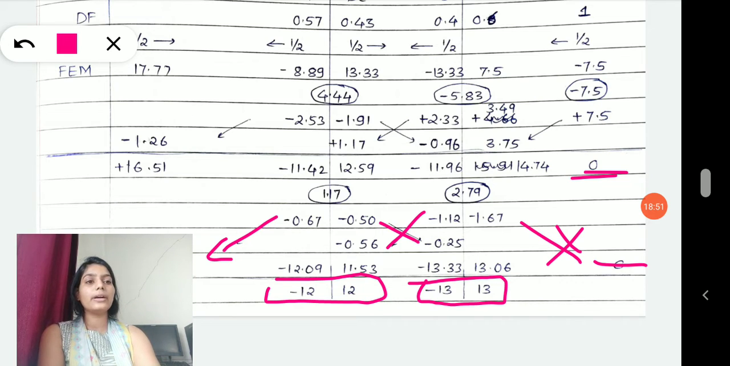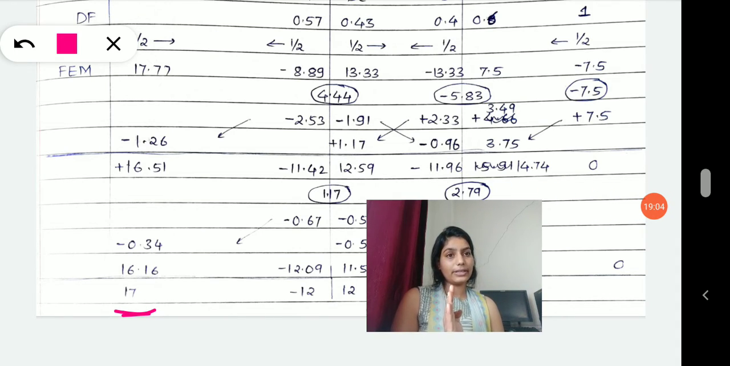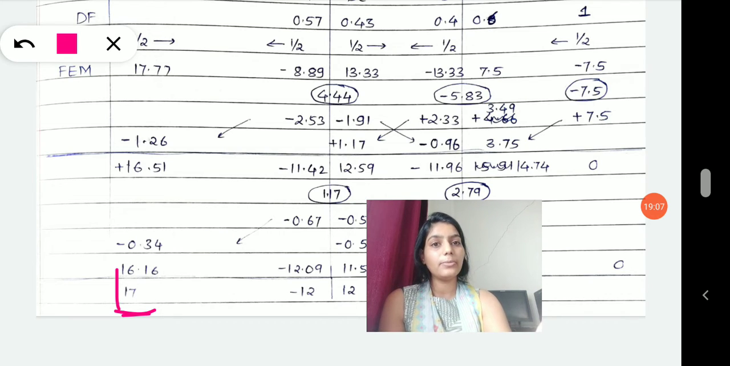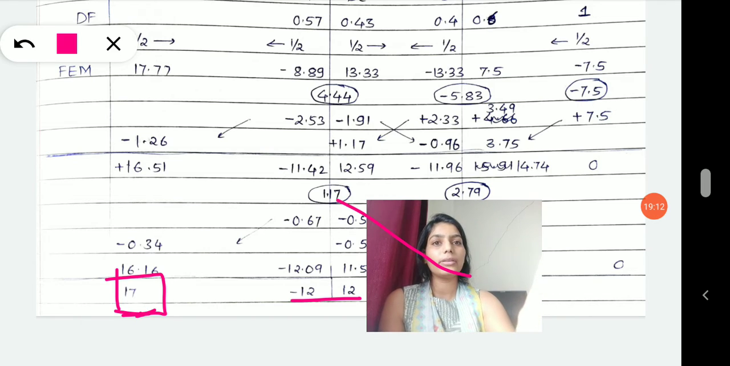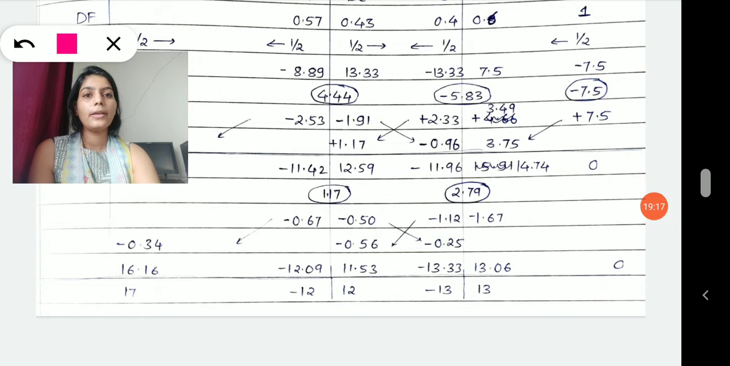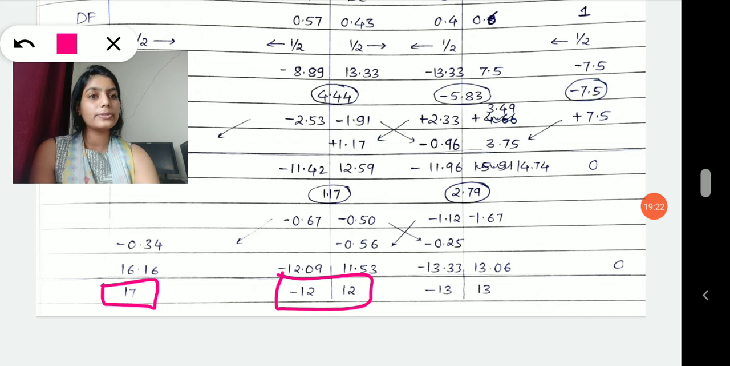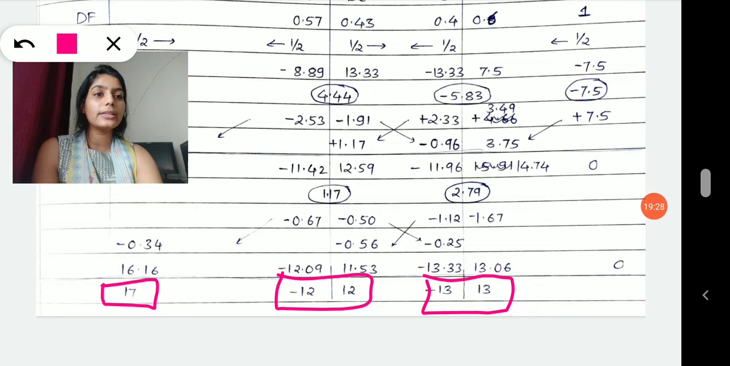Whereas at support D it is 0 because it is a hinged support, and at the fixed end the moment is 70. At a fixed end there will always be a moment. At an intermediate support there will always be a moment. I will keep the camera here. Wait a minute. Yes. So at a fixed support there is always a moment. At intermediate supports there will always be a moment which balances each other, and at the exterior hinge support the moment will be 0.